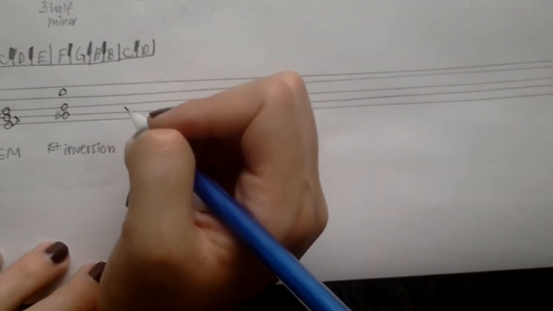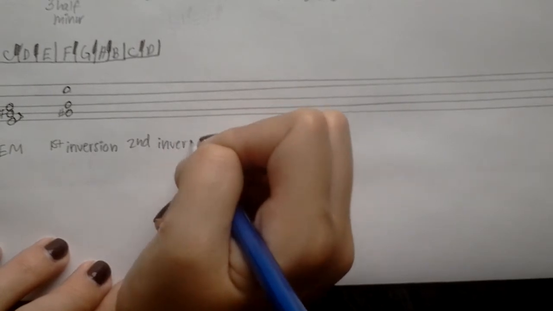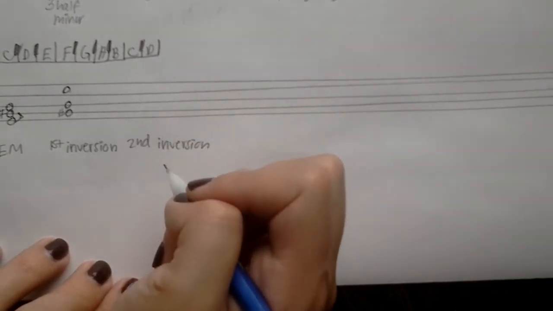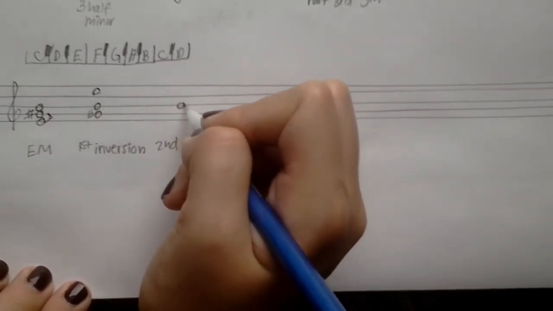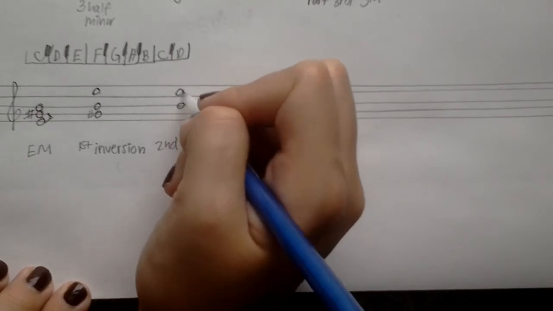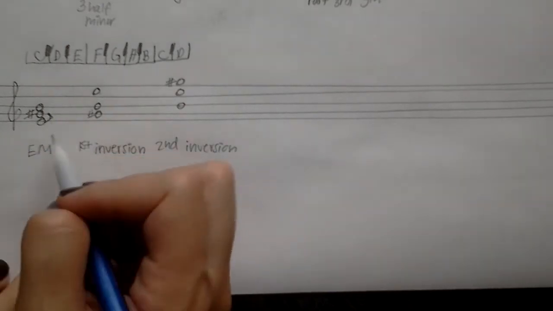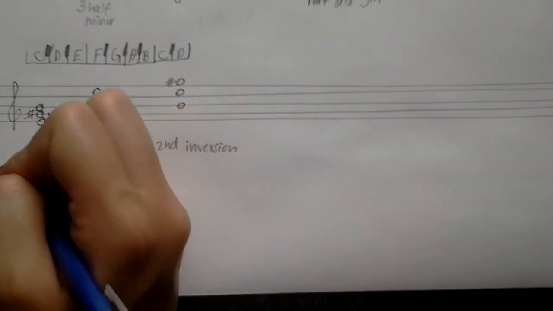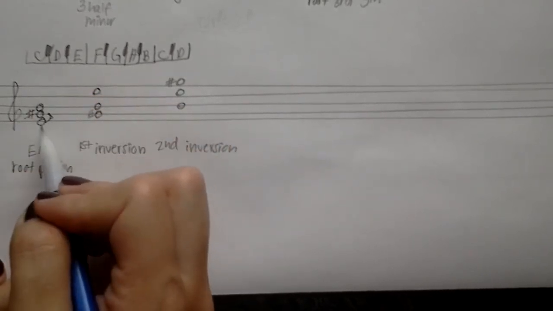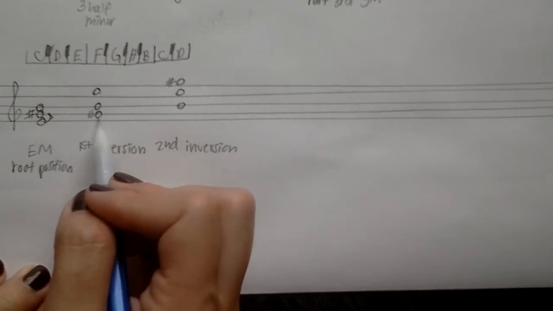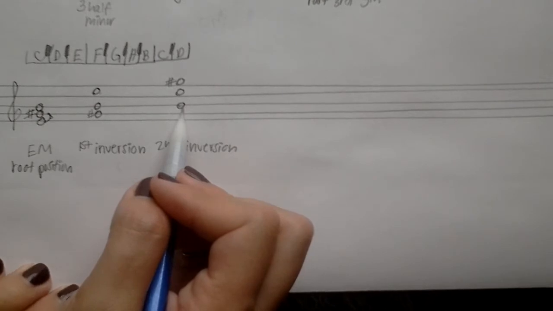They also have another inversion called second inversion. This is where the 5th is on the bottom. So you start with the 5th now, which is B, then we have E, and then we have our G sharp. Now, when the root is on the bottom, this is called root position. So now we have root position where the root is on the bottom, first inversion where the 3rd is on the bottom, and second inversion where the 5th is on the bottom.